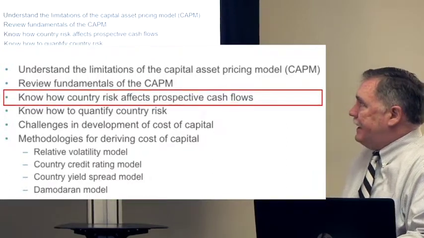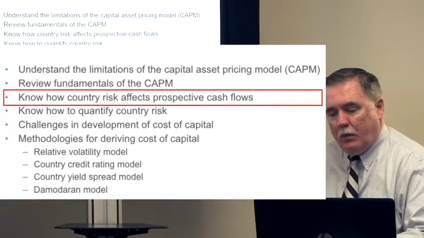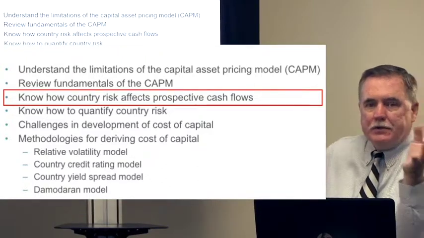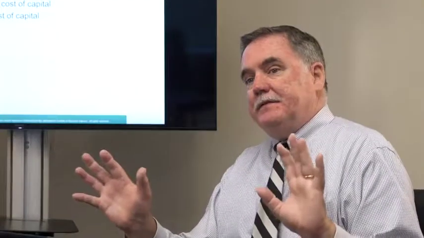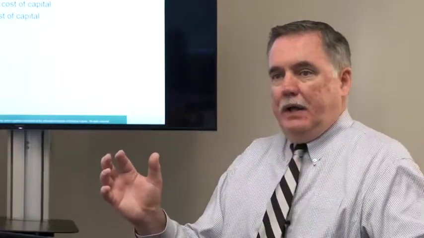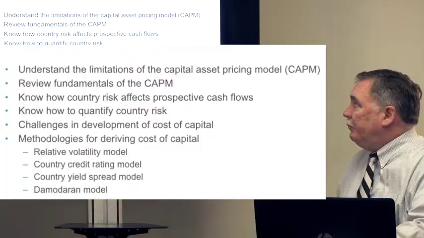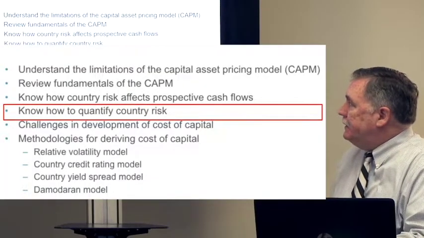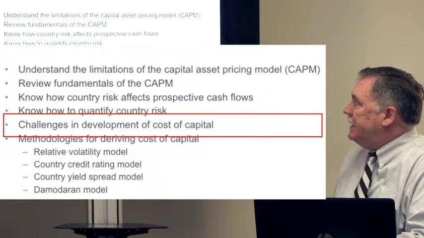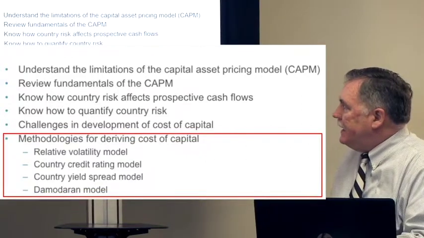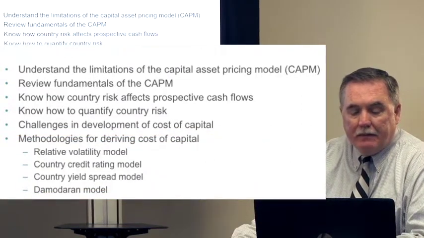Know how country risk affects prospective cash flows. So what is the country risk of operating in the United States versus operating in Serbia or Turkey or Russia or China? Okay. There are different risks. The same identical company operating in the United States versus China is not necessarily going to have the same cost of capital, the same cost of equity. Know how to quantify country risk. Be able to identify the challenges in developing the cost of capital and look at these 4 models, the methodologies in each of the 4 models that we'll talk about in this course.